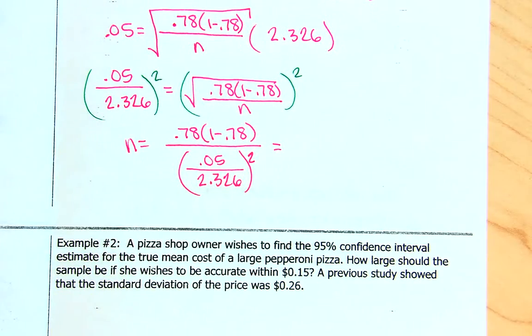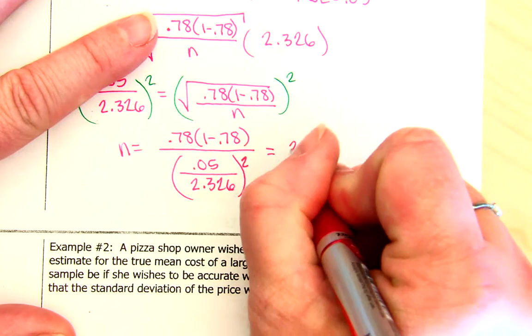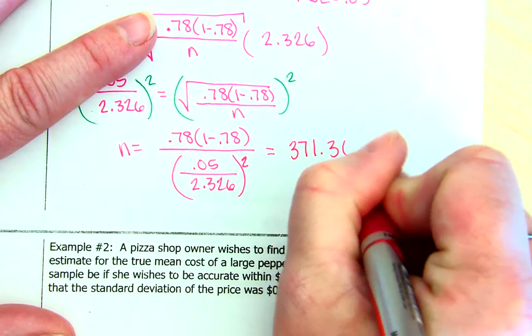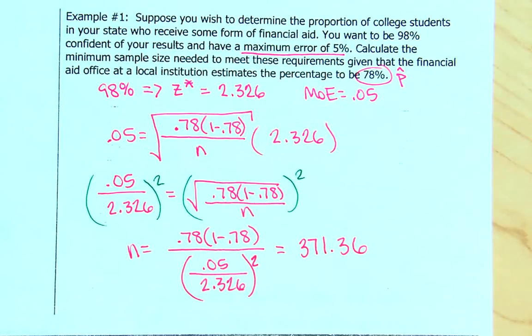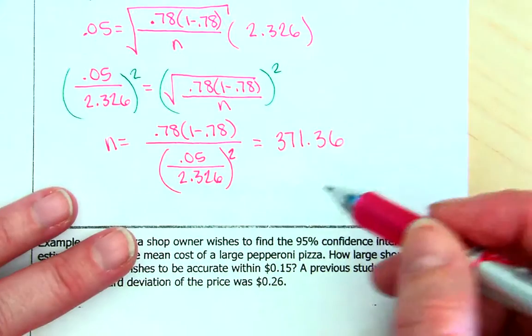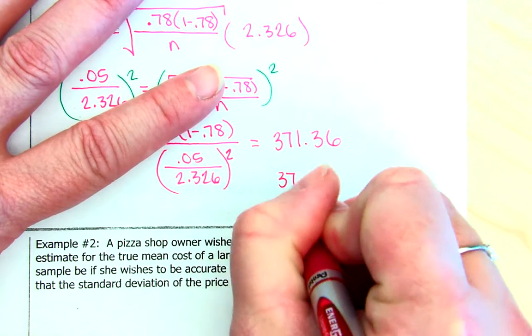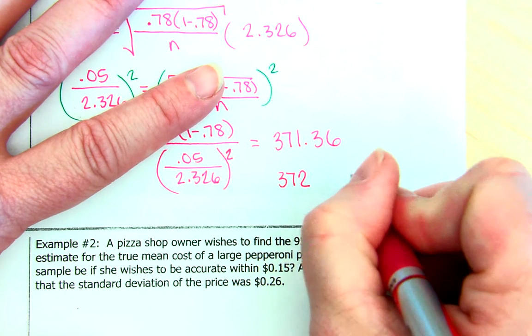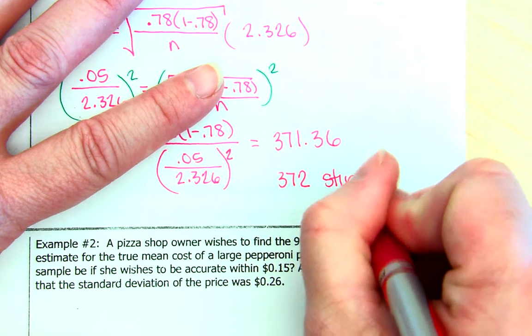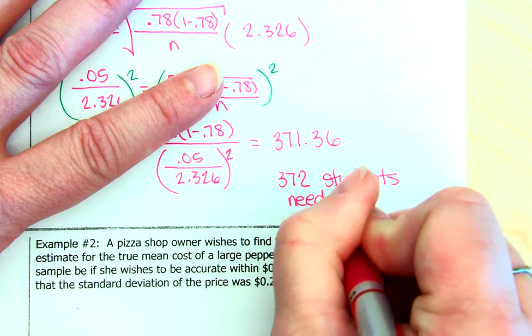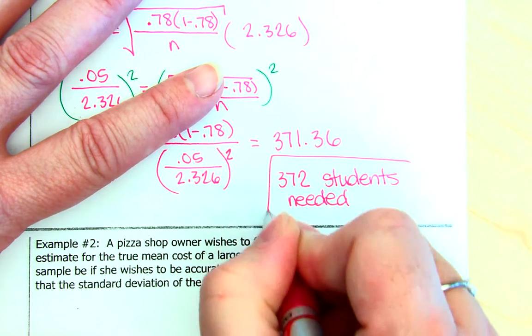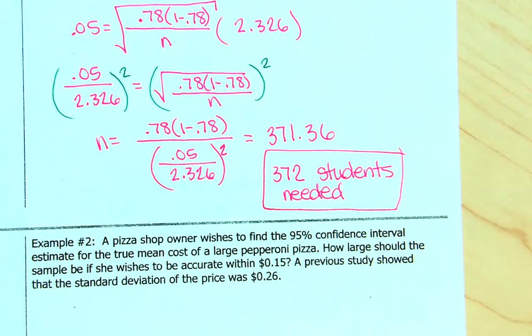So when I put this into my calculator, I get 371.36. And since we're talking about how many college students do we need in our sample, we always round it up. So 372 students. So that is the minimum sample size to get a margin of error of 5%.